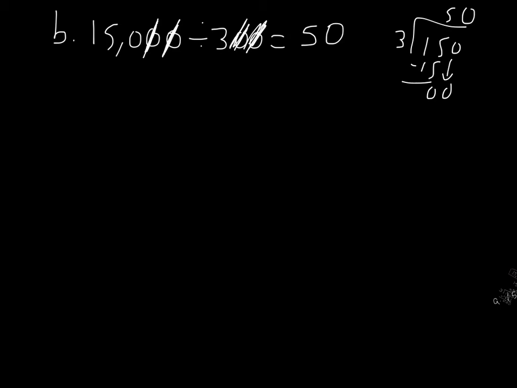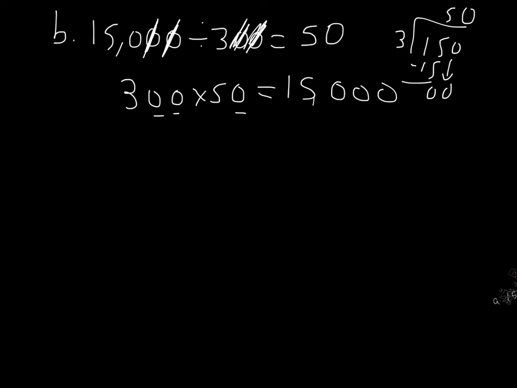And we could try to test to make sure that this is true. We could do 300 times 50 to check our answer. And we get 3 times 5 is 15. And I see 1, 2, 3 zeros. So we'll add those zeros. And we do get 15,000. So we know it's correct. If that works, let's try one more.